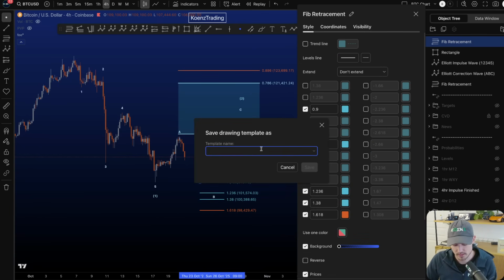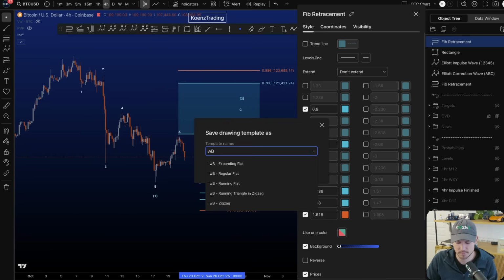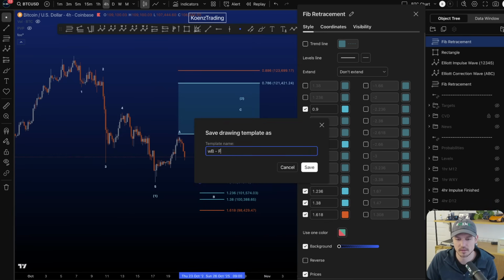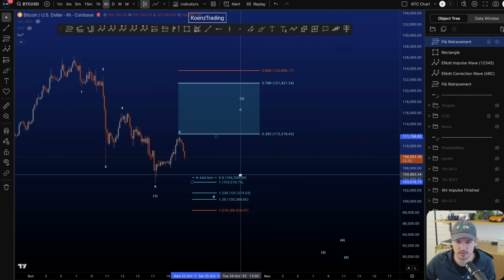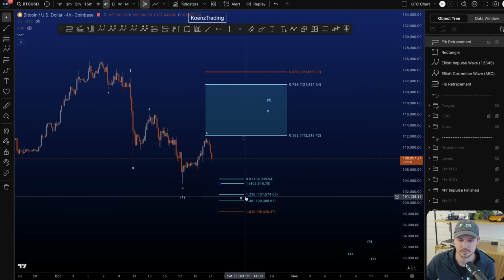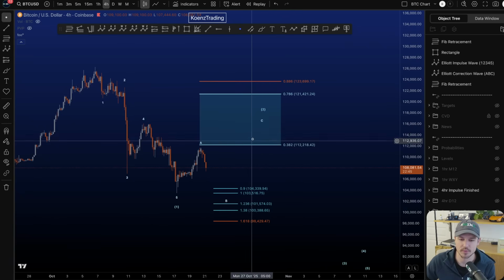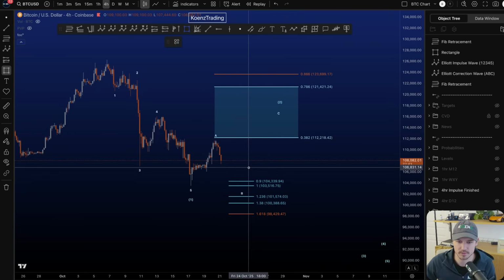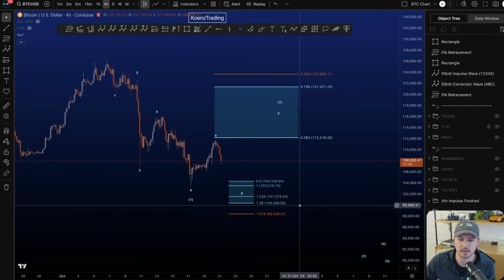How do I have it? Let's see, what is it? Wave B expanded flat. Yeah, so wave B. And then let's just call it flats, just general. There we go. Okay, just simplify. So there we go. We got our flats. So this is basically our area. And then we want wave C towards the upside. Ta-da.